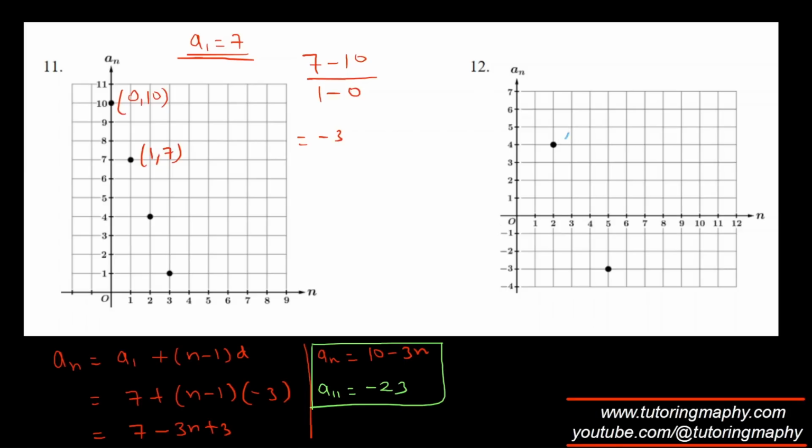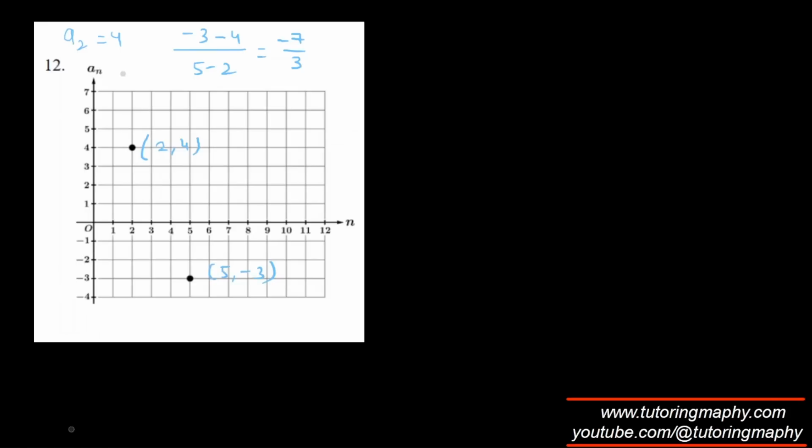Likewise, over here, we are given the x coordinate as 2, y coordinate is 4, x coordinate is 5, y coordinate is negative 3. So the slope is going to be y2 minus y1 over x2 minus x1. So this is negative 7 over 3. Cannot be simplified, so that's about it. And a2 is given as 4. So I'm going to use that a2 and the common difference to find a1.